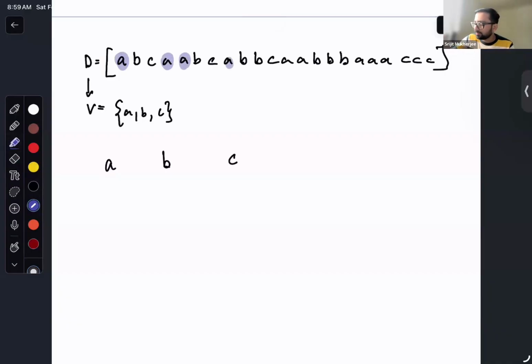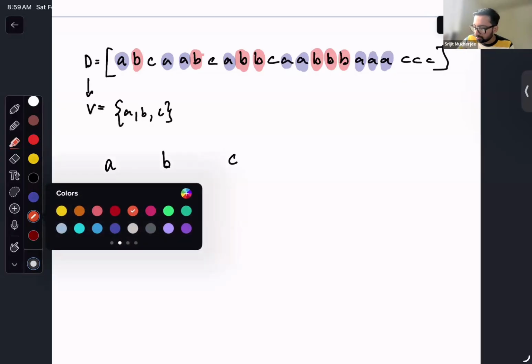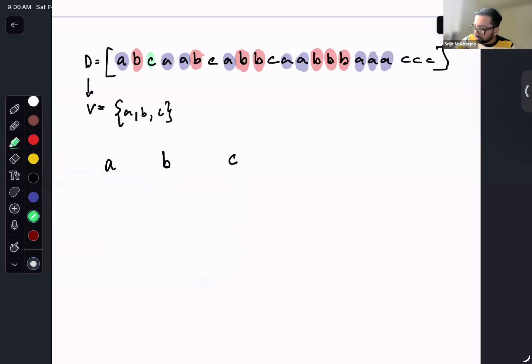Let's mark it. Mark the A's. Okay, the B's. And the C's. I should have another color. Where's the green one? Good. Okay, so now count the number of A's, B's, and C's, guys.